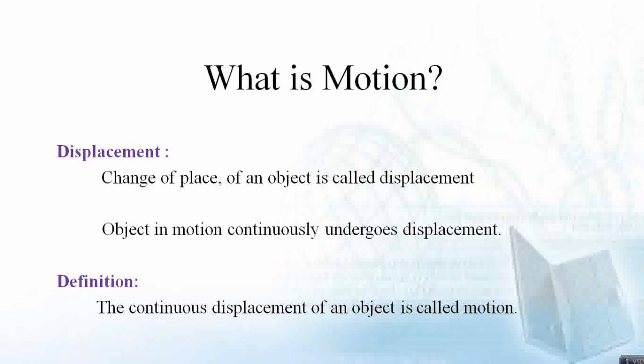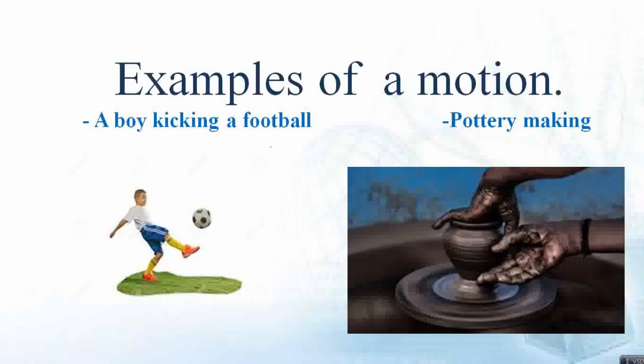Here are two examples of an object in motion. In the first picture, there is a boy kicking a football. He applies a force by kicking the football, and the ball moves from one place to another. So, we are setting the ball into motion. Similarly, there is another image of pottery making. Here, the wheel is continuously in motion, which is giving shape to the clay to form a pot.